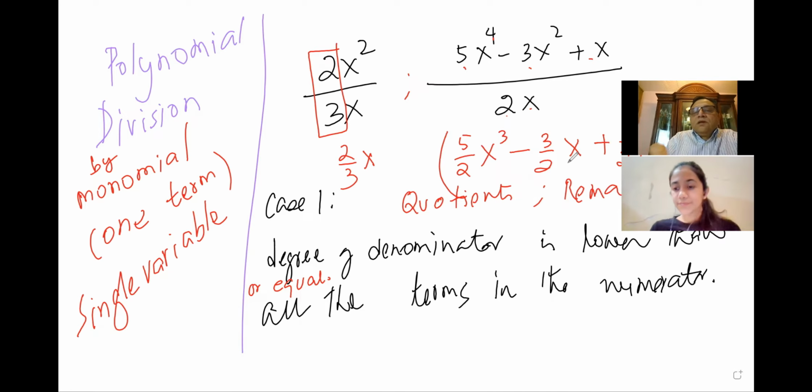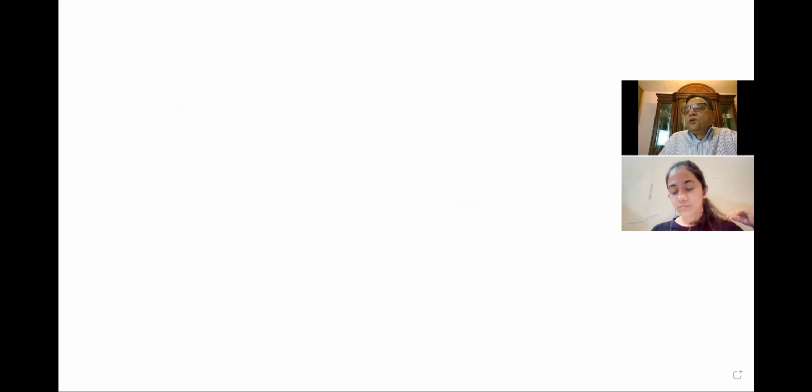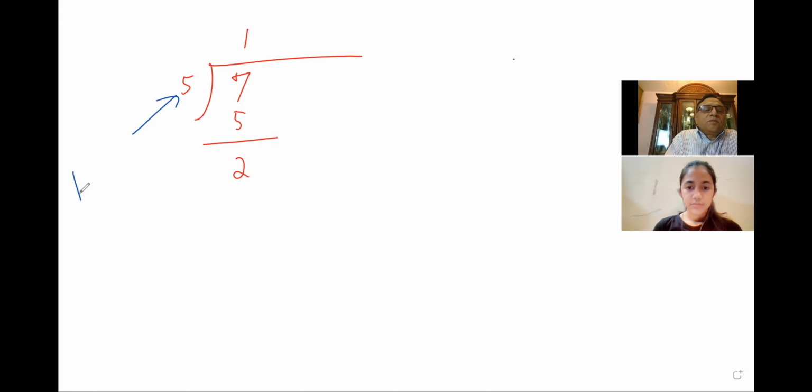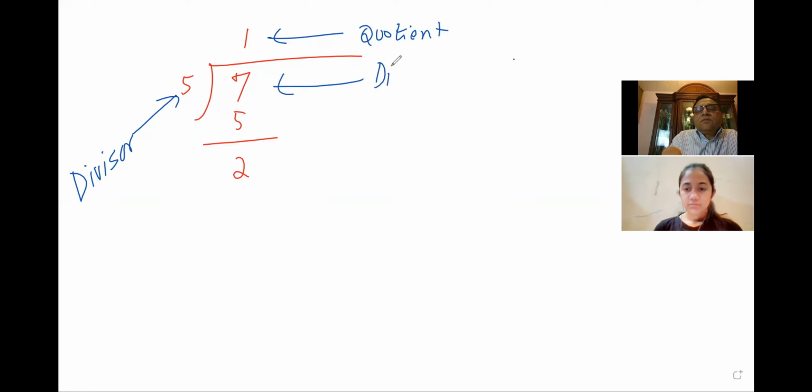Okay. Let's go to the new page to understand these new terms, right? So you remember when you divide some number, let's say 7 divided by 5, 5 times 1 is 5 and you get remainder 2. Do you see that? So in this particular case, this is called divisor, right? This is called quotient. This is called dividend, and this is remainder.